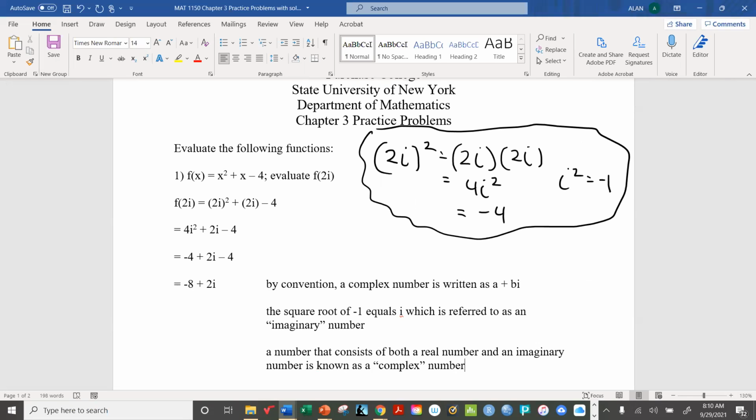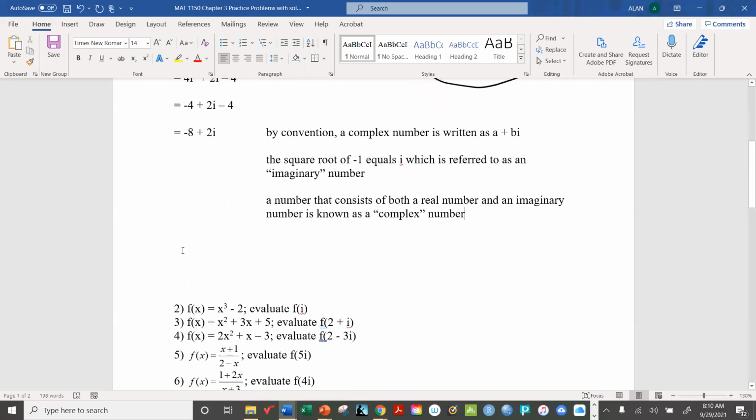But i itself could be considered a complex number too, because i is really nothing but 0 plus 1 times i. So the word complex is often used interchangeably with imaginary. In more advanced math courses, these are typically referred to as complex numbers, but either word means basically the same thing. All right, that was pretty straightforward.